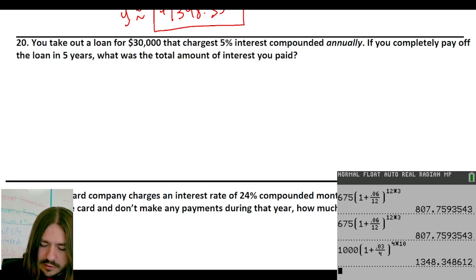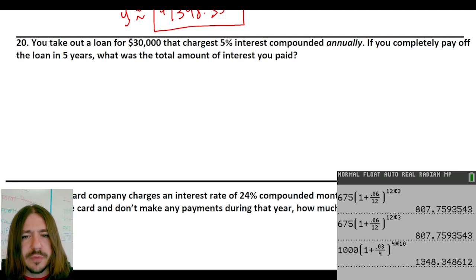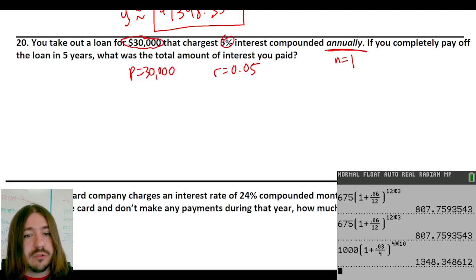The rate here is the 5%, that'd be 0.05. It's compounded annually, so here n is just 1. Annually just means once per year. If you completely pay off the loan in 5 years, what was the total amount of interest you paid?